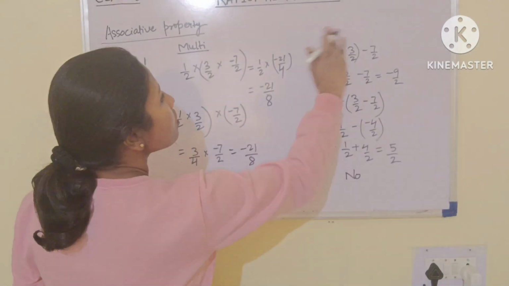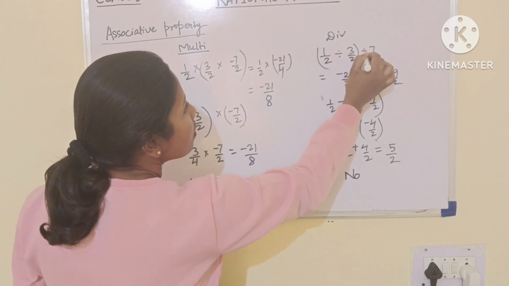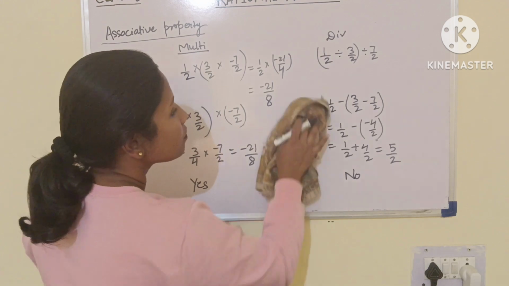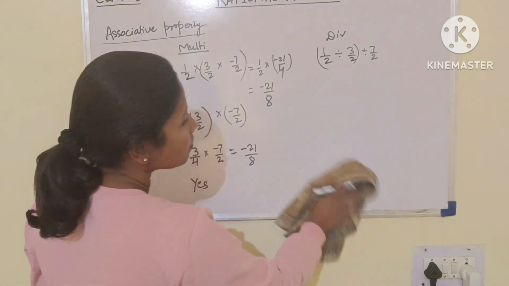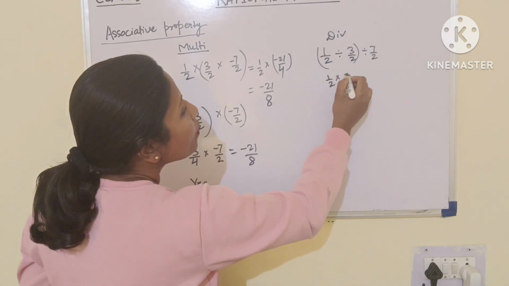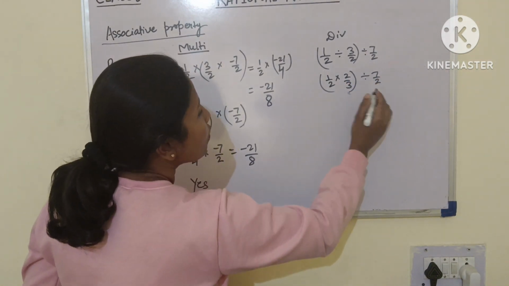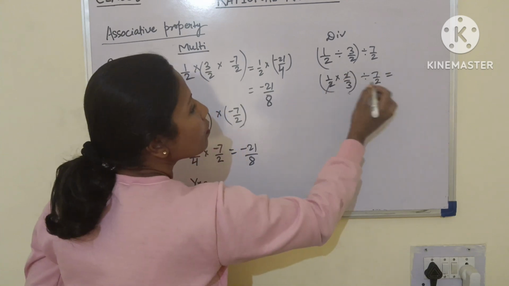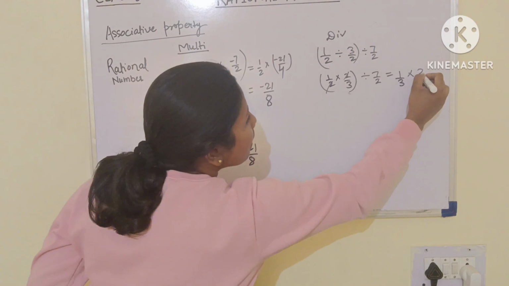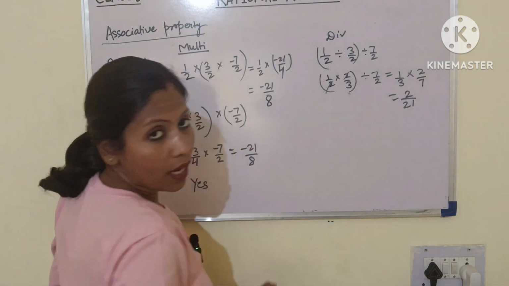Let's talk about the division. Division. Okay. So first we'll solve this 1 by 2 into 2 by 3 divided by 7 by 2. It will give us 2 will be simplified 1 by 3, and let's take reciprocal of it, 2 by 7. So it will give 2 by 21.